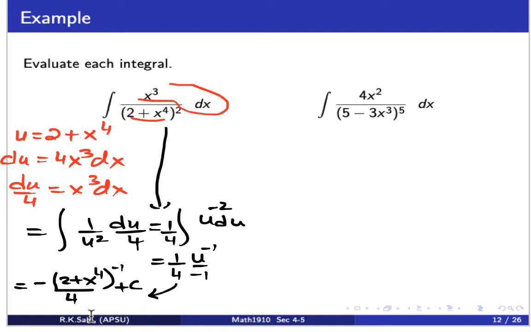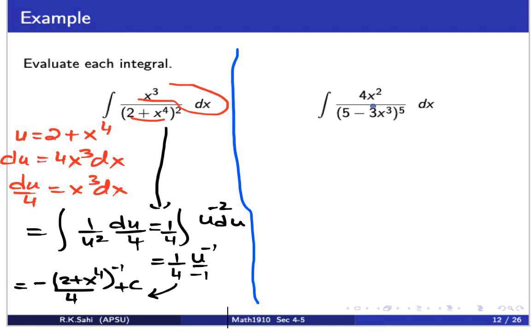Going on to the next problem. Again, it's a rational function. We have a squaring function on the top and a cubic function raised to the power 5 in the denominator.